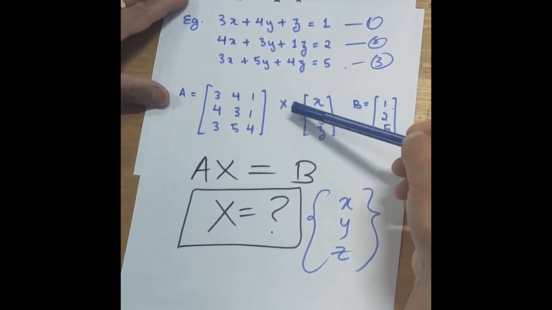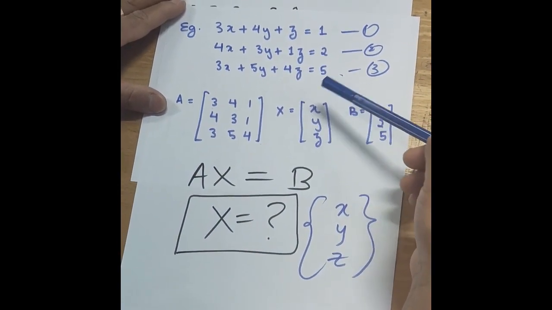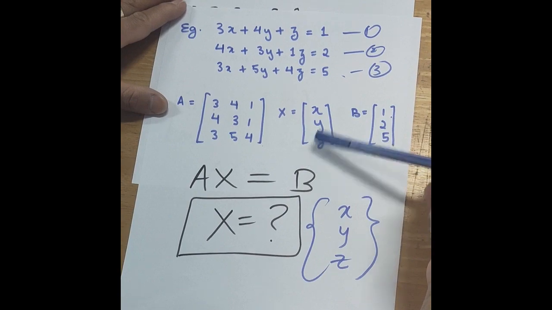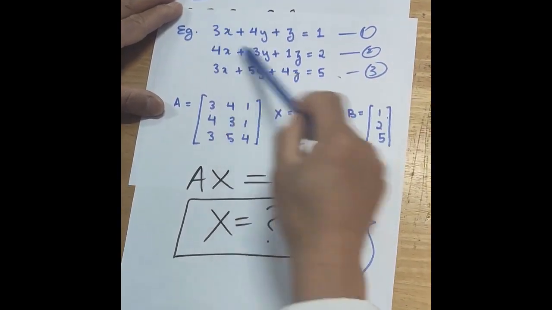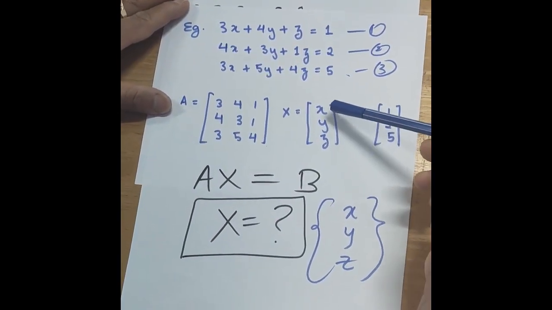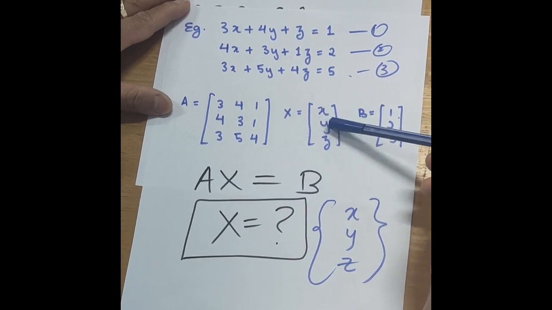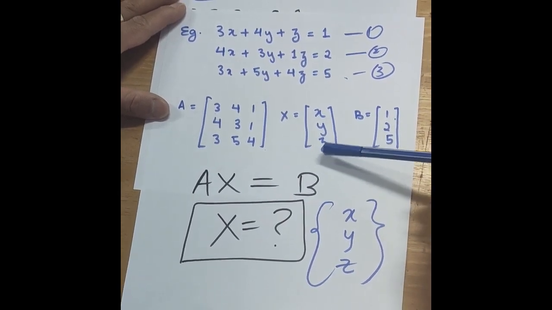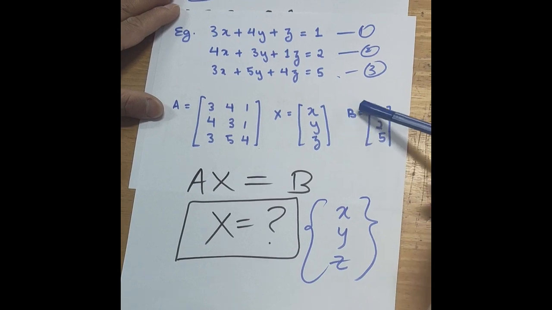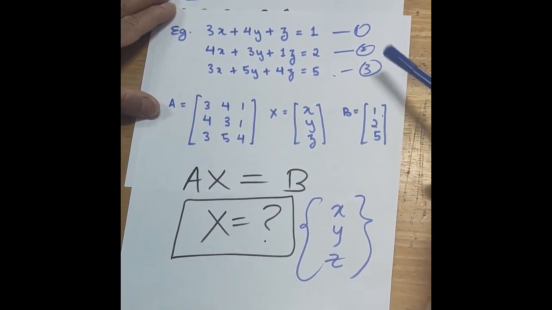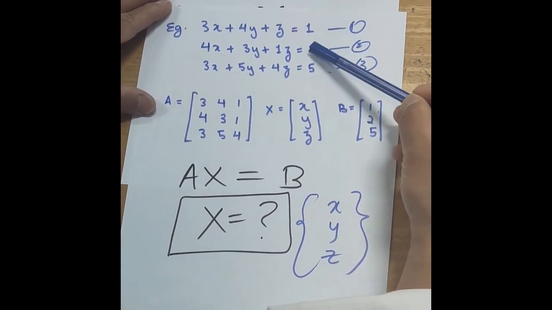How do you get the matrix X? Matrix X is nothing but the variables involved in the system of linear equations, which are our variables x, y and z. Our matrix B is just the constants of the linear equations, which are 1, 2 and 5.